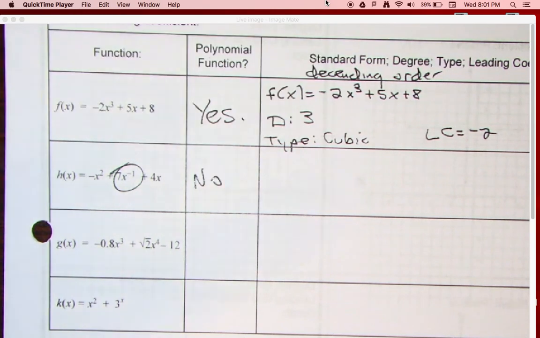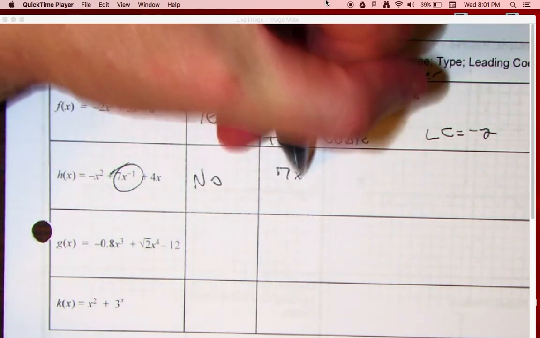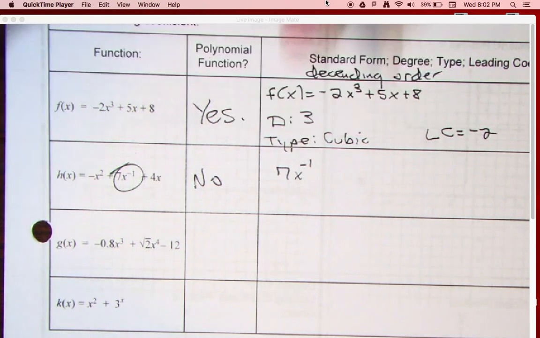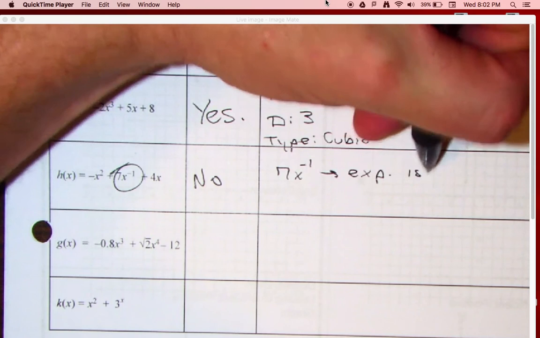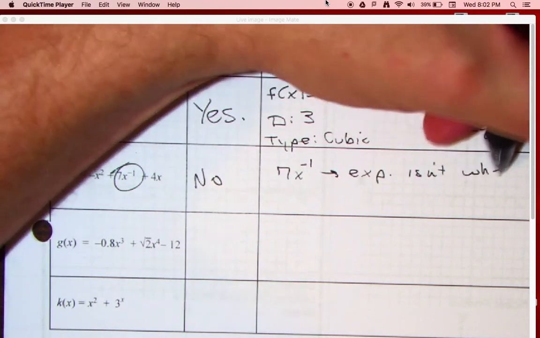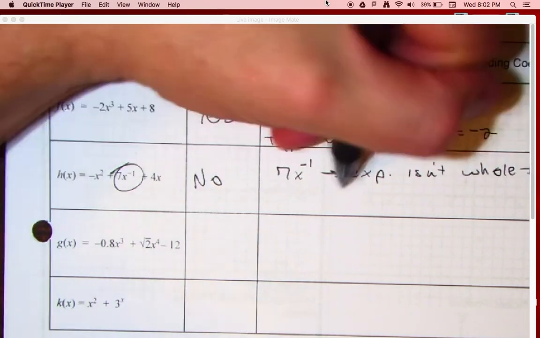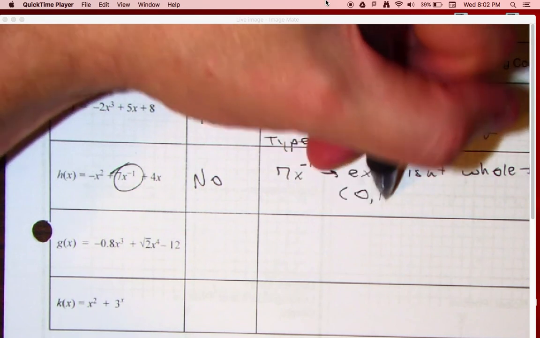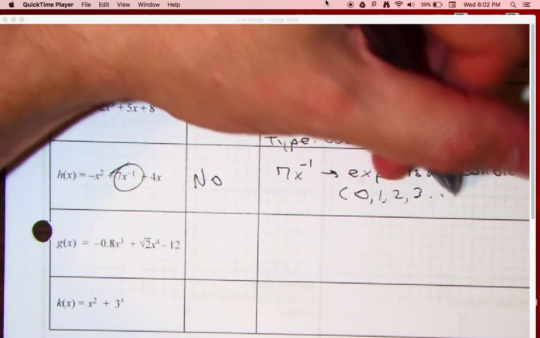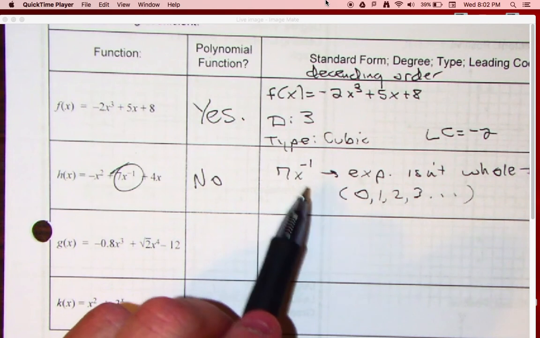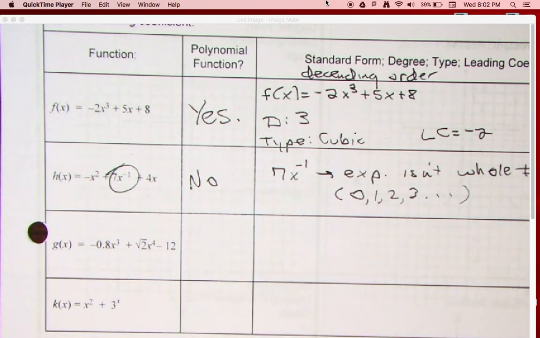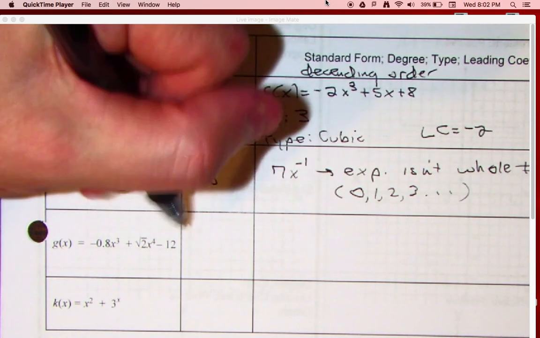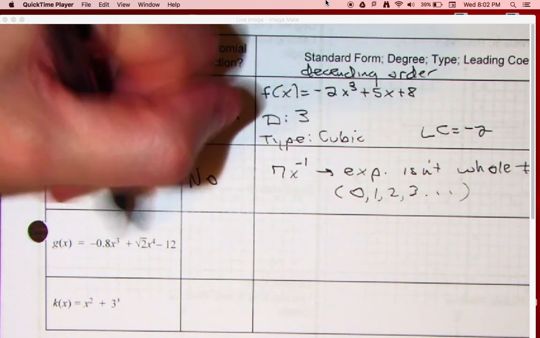Okay. Looking at the second one, if you look right here, that tells me that it is not a polynomial function. 7x to the negative 1, the exponent is not a whole number. A whole number is 0, 1, 2, 3. So basically we can't have negative exponents and call it a polynomial function. Okay. Third one, is this a polynomial function? I look at my exponents 3 and 4.